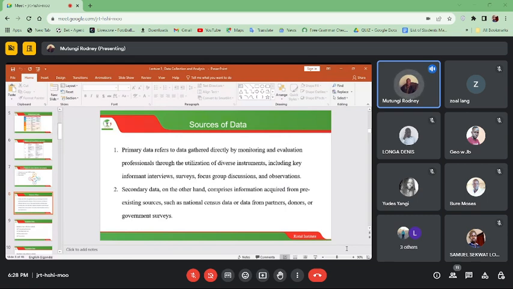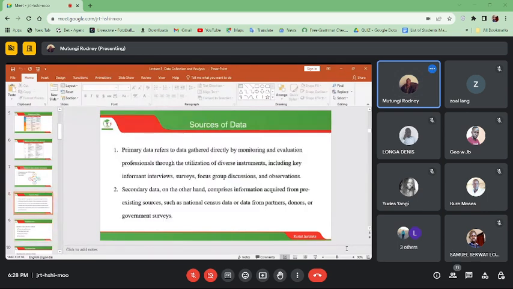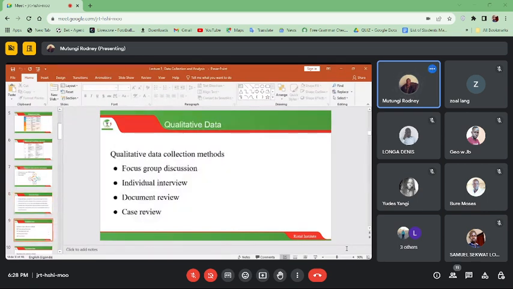So for primary data, you go into the population itself, you face them, and you use key informant interviews, surveys, focus group discussions, and observations. And we are going to look at this as we go on in this session. Then in the secondary, you do not have to go there, but you can utilize the information that is already there from the donors, from other partners, from the government surveys or reports on the internet, and you get your data. So that is where we are. And now we go into the gist of the matter.